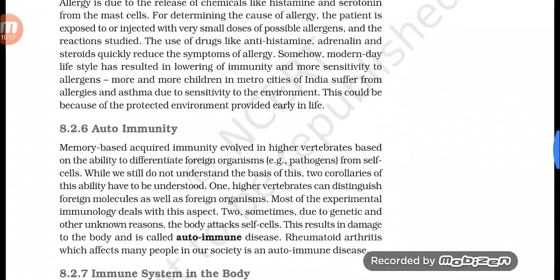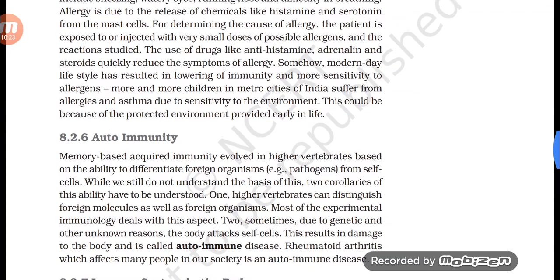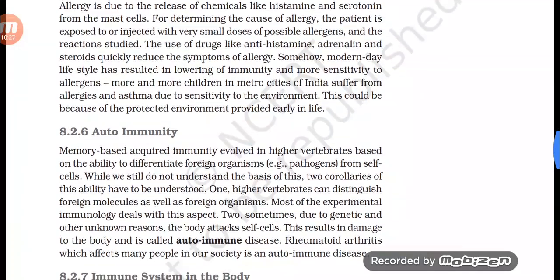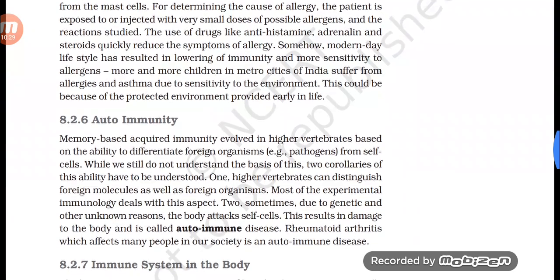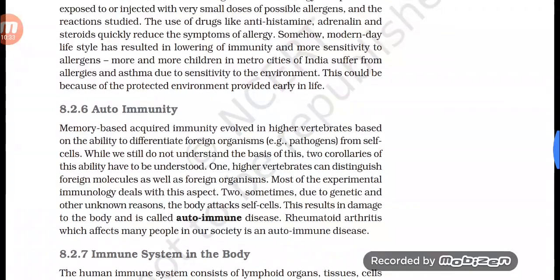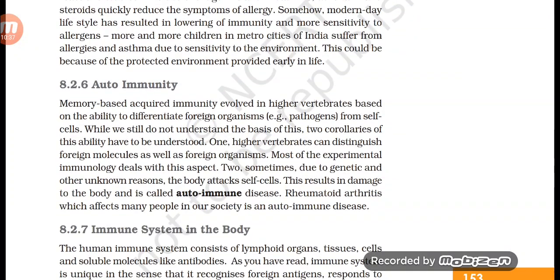Allergy is due to the release of chemicals like histamine and serotonin from the mast cells. For determining the cause of allergy, the patient is exposed to or injected with very small doses of possible allergens and the reaction is studied. The use of drugs like antihistamine, adrenaline, and steroids quickly reduces the symptoms of allergy.